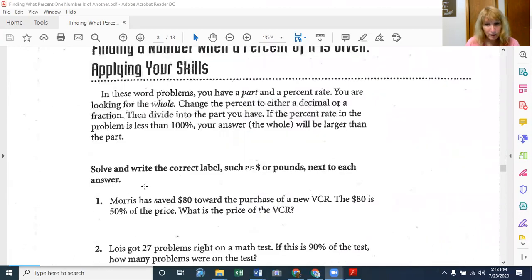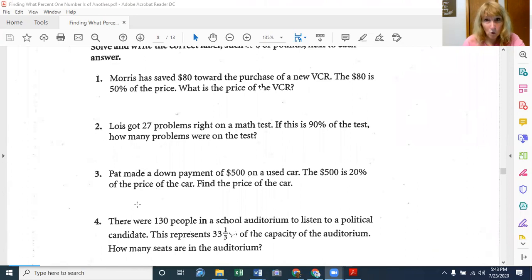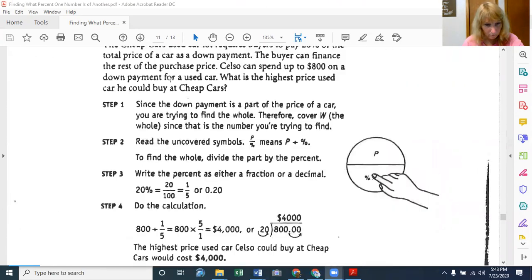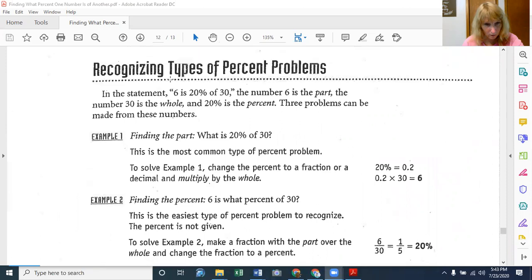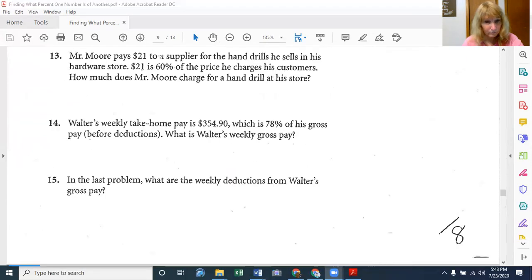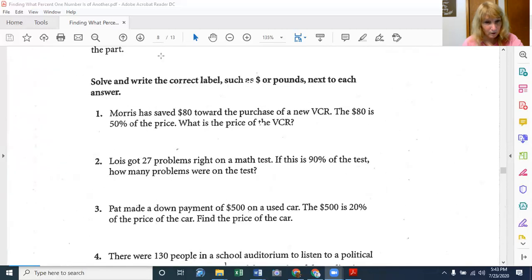And the last part is using the word problems again. So we're going to use the part over whole equals P over 100 formula. And I believe this is close to the last. I think the last of these are, let me just double check here, recognizing types of percent problems. So let's try number 1.